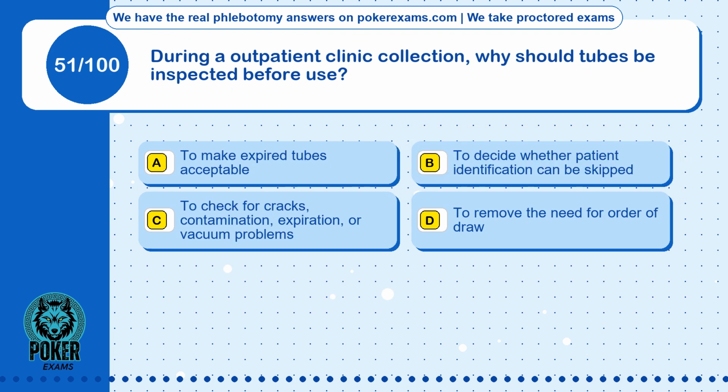Question 51. During outpatient clinic collection, why should tubes be inspected before use? Option A. To make expired tubes acceptable. Option B. To decide whether patient identification can be skipped. Option C. To check for cracks, contamination, expiration, or vacuum problems. Option D. To remove the need for order of draw.